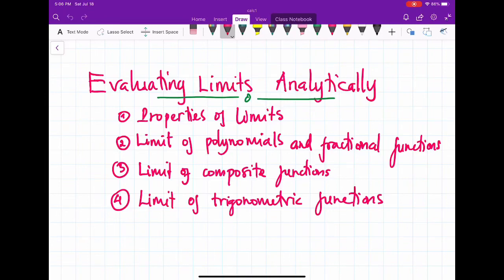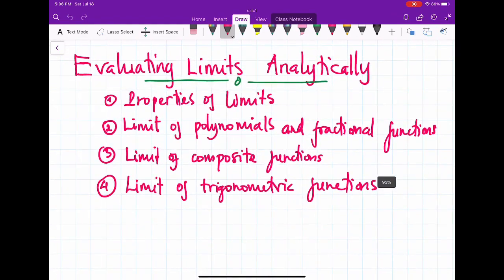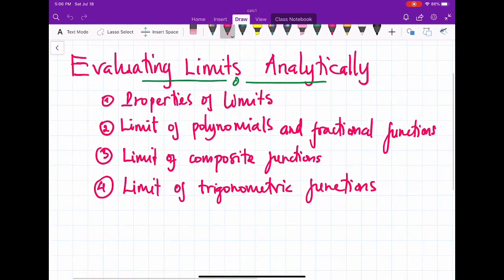Hello. In the previous video, we studied different examples of limits. Today, we study how to evaluate limits analytically. So here are four sections in this video: properties of limits, limit of polynomials and fractional functions, limit of composite functions, and limit of trig functions.